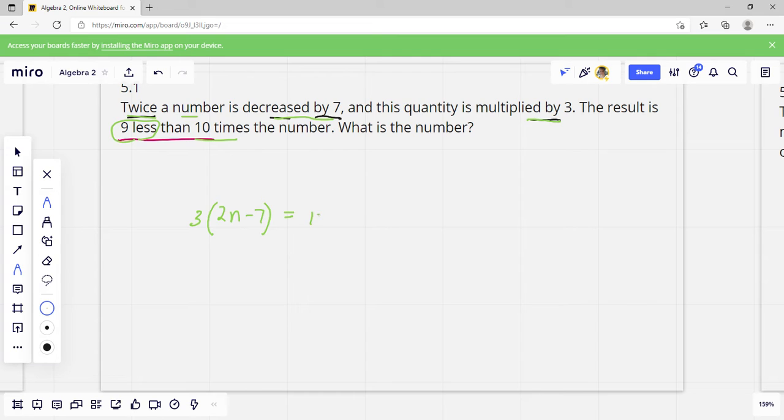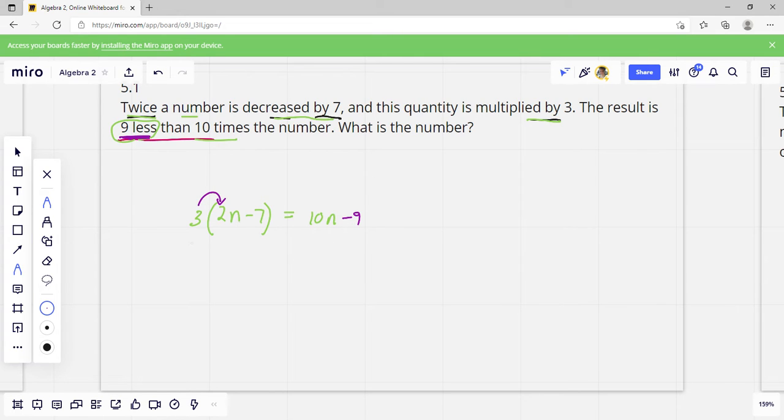So 10n. Okay, so it says the result of this side, this part right here, is 9 less. So that means this is 9 less. So what do we have to do to the other side to make those even? Do minus 9 over here. So we're going to do it down there, minus 9. And I know these could be a little bit confusing as to where that minus 9 is going to go. Now we just work it.